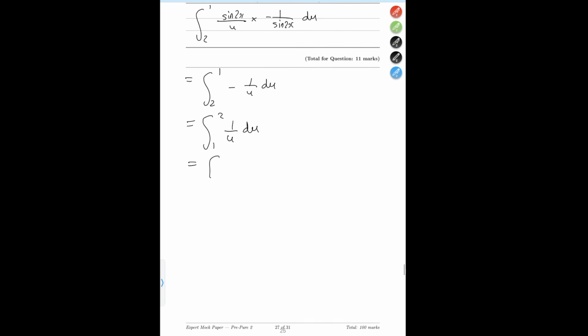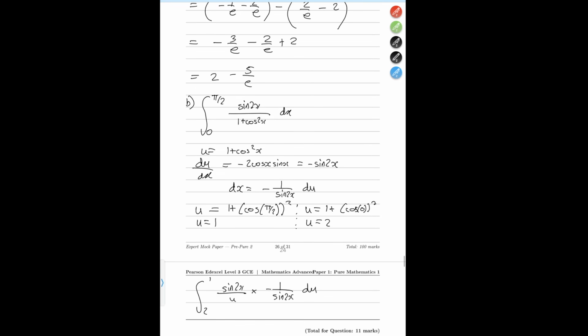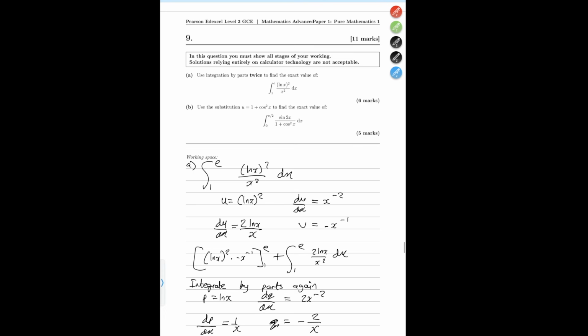Now the integral of 1 over u is ln of u between 1 and 2, which is ln of 2 minus ln of 1, which is ln of 2. So now again, we can check our answer by using the original integral. So 0 to pi over 2 of sine of 2x over 1 plus cos x whole squared dx. And I'm going to make sure my calculator's in radians. So I get roughly 0.693. Now ln of 2 is also roughly 0.693. So that shows that my integral is correct. Okay, so question 9 done.